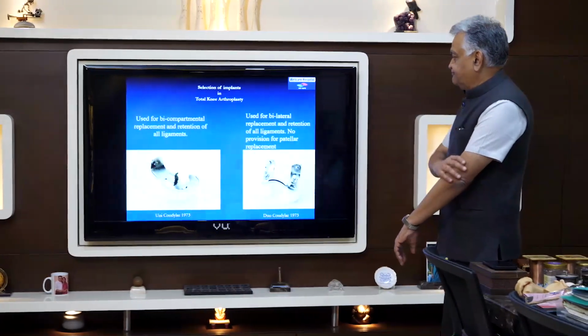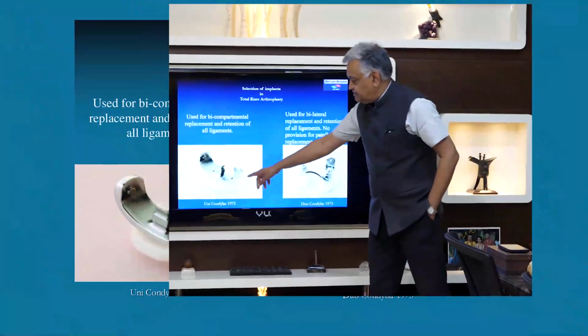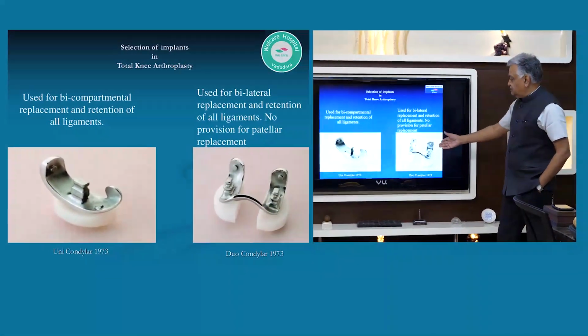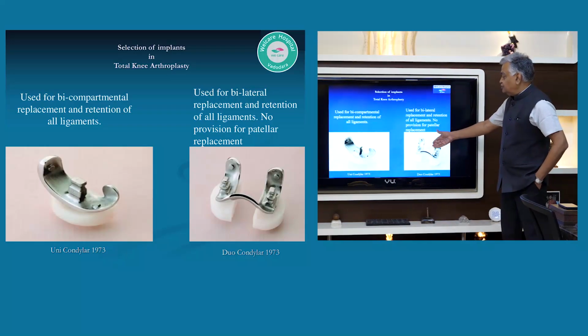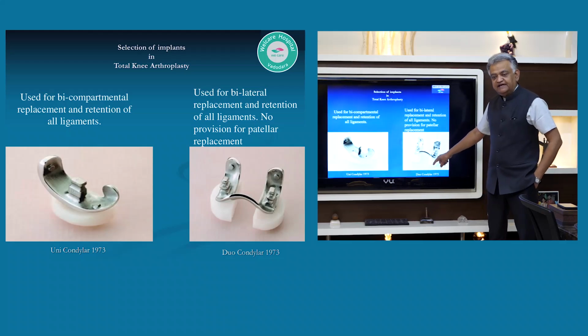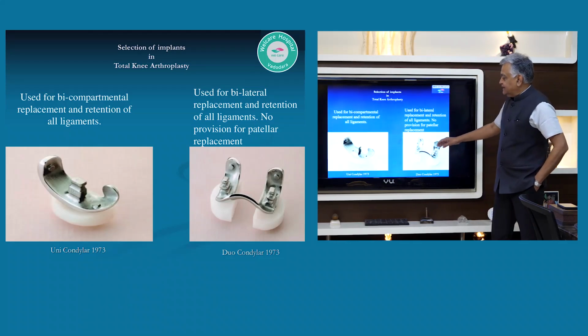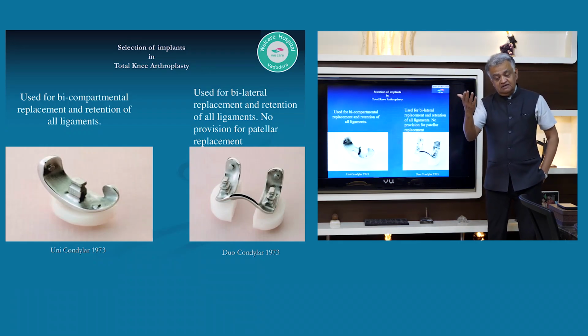So, next please. As you can see here, in the very early 1973 designs, they almost look like two unicondylars just joined together with a strip of metal. So, these are known as duocondylars. Again, this is Ranawat moving forward with the anatomic concept. And there were other concepts of the same thing preceding Ranawat.